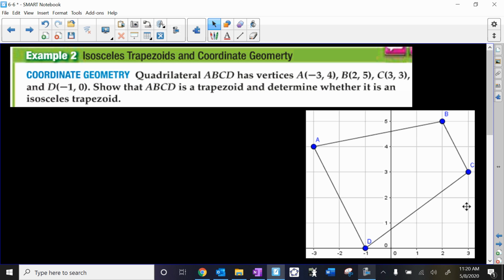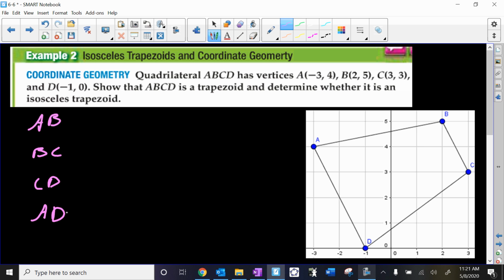And since we are showing exactly one pair of parallel sides, two slopes should be the same and two slopes should be different. So we're going to find the slope of AB, BC, CD, and AD. Okay, again, your slope formula for this is y2 minus y1 over x2 minus x1. Now I'm just going to list what these slopes are. You can plug in all your coordinates to figure this out.